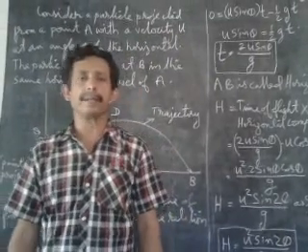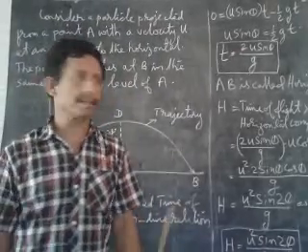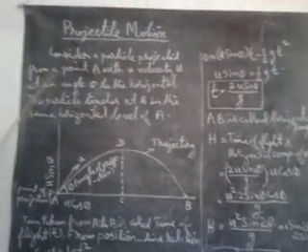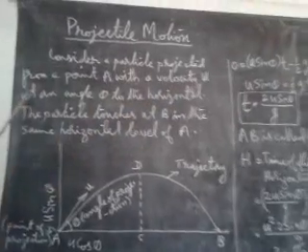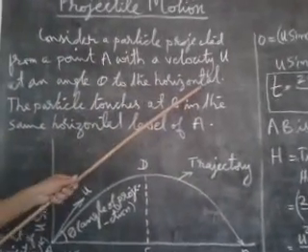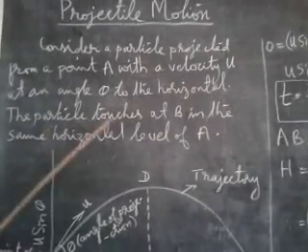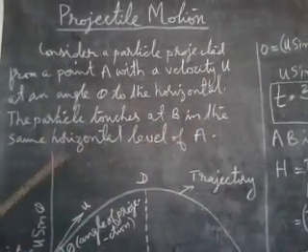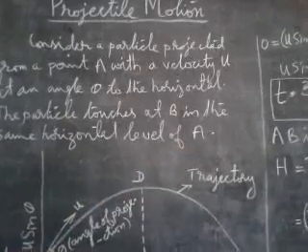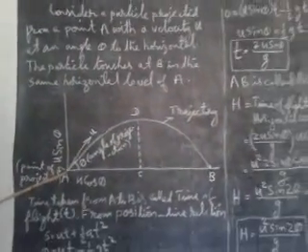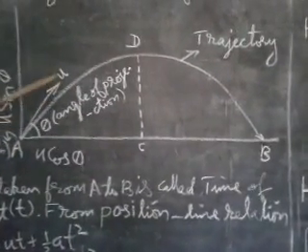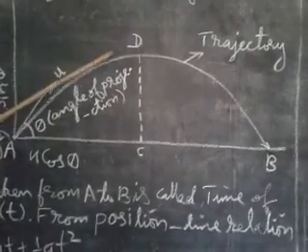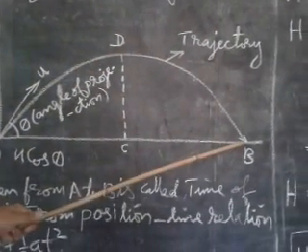In this video I am going to explain projectile motion. Please listen here. Projectile motion. Consider a particle projected from a point A with a velocity u at an angle theta to the horizontal. The particle touches down at B, on the same horizontal level as A. This is the case: a particle is projected with an initial velocity u and it takes a parabolic path, and it touches down at B.